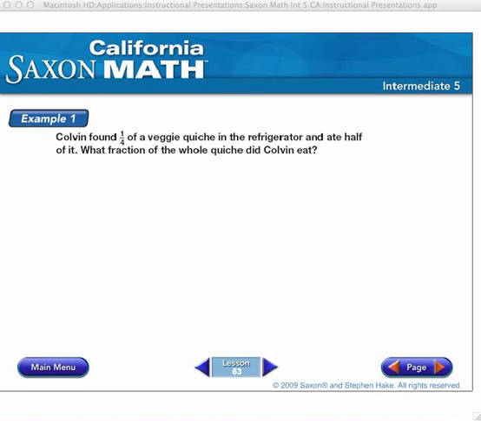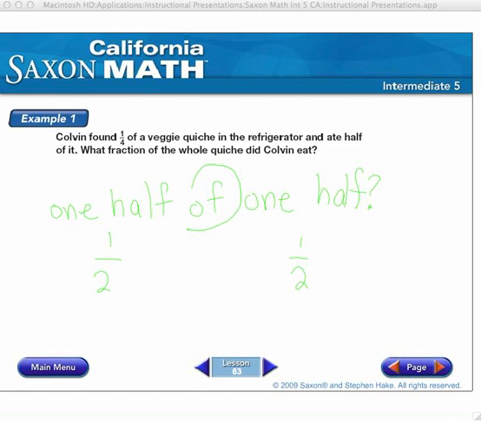So let's first think about this problem that I'm going to give you. If I want to know how much is 1/2 of 1/2. Okay, I want to know how much this is. Well, 1/2 of 1/2, this of here tells me to multiply.